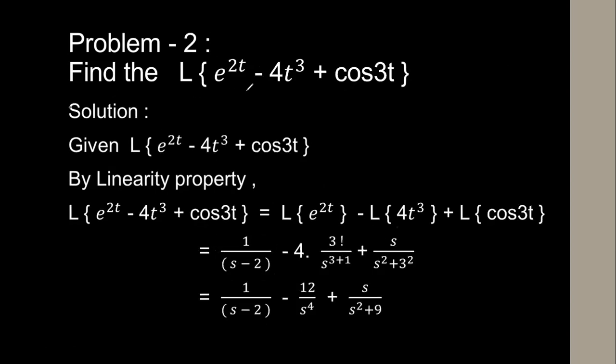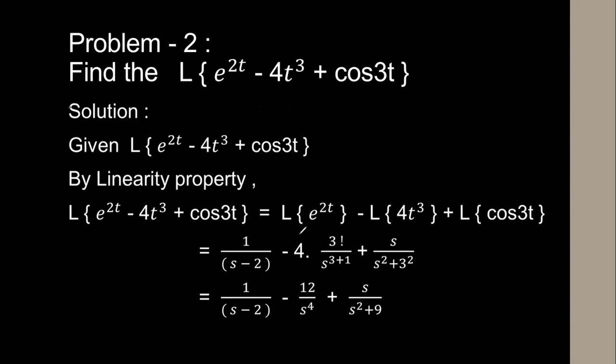Find the Laplace transform of e power 2t minus 4t cube plus cos 3t. Again, you have to apply the linearity property for this function. The Laplace transform of a combination of two or more functions, the sum, addition or subtraction of two or more functions, can be evaluated as the sum of the Laplace transforms of the individual functions. So I am writing the Laplace transform of this function as separate: Laplace transform of e power 2t minus 4 into Laplace transform of t cube plus Laplace transform of cos 3t.